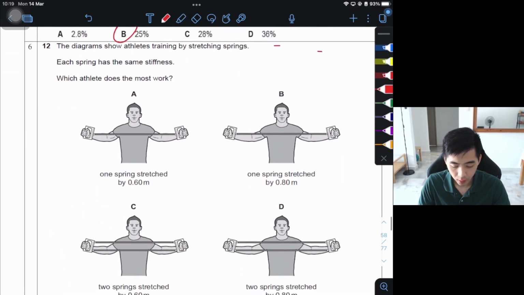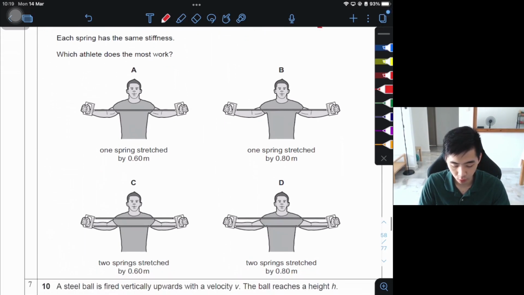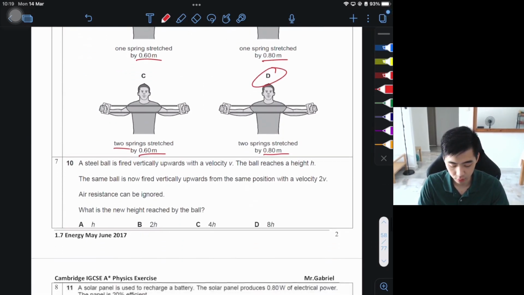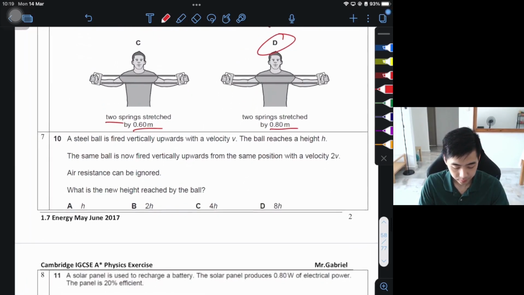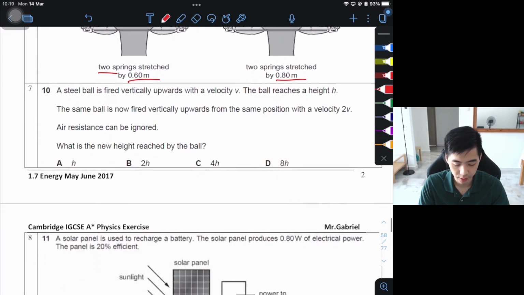Okay. The diagram shows the athlete training by stretching springs. Each spring has the same stiffness. Which athlete does the most work? One stretches by 0.6, one stretches by 0.8, one stretches 2 by 0.6, and one stretches 2 by 0.8. Obviously, the last one is the answer here. It's just logical, common sense, right?